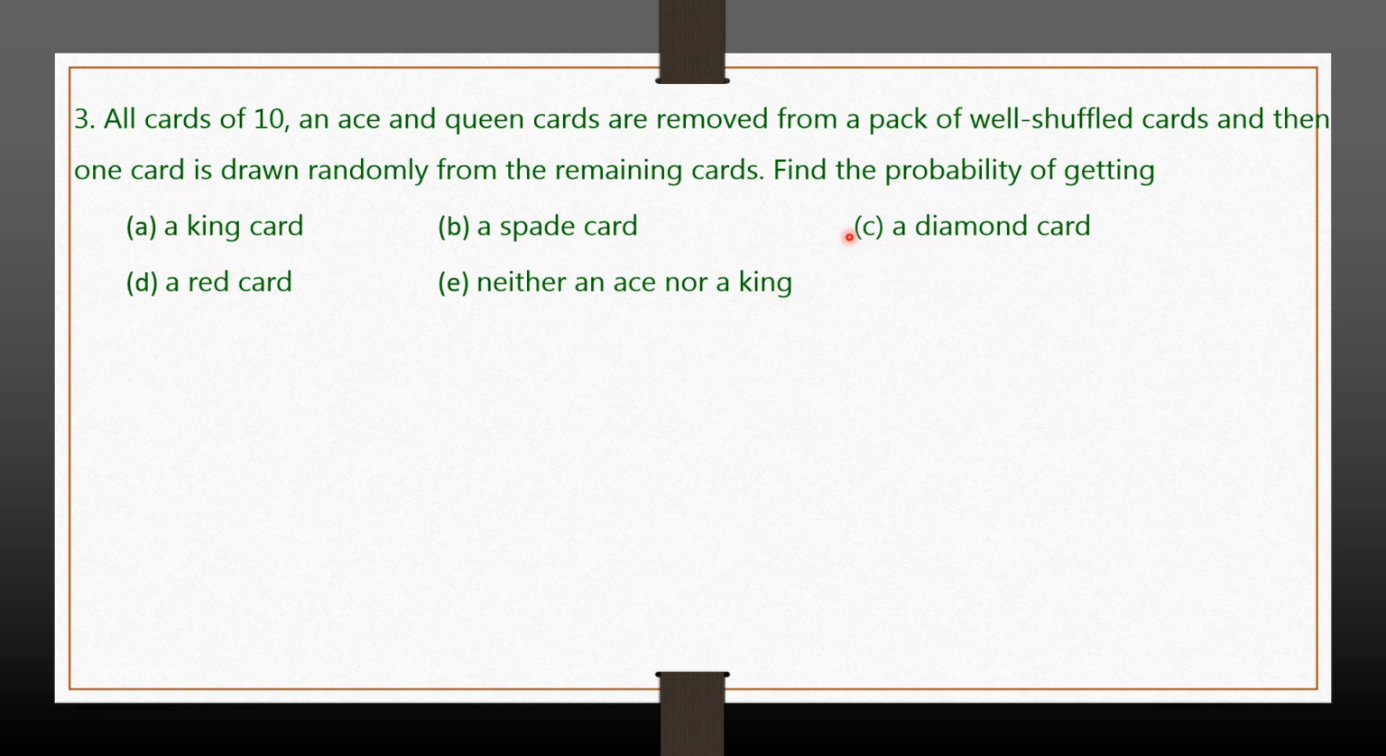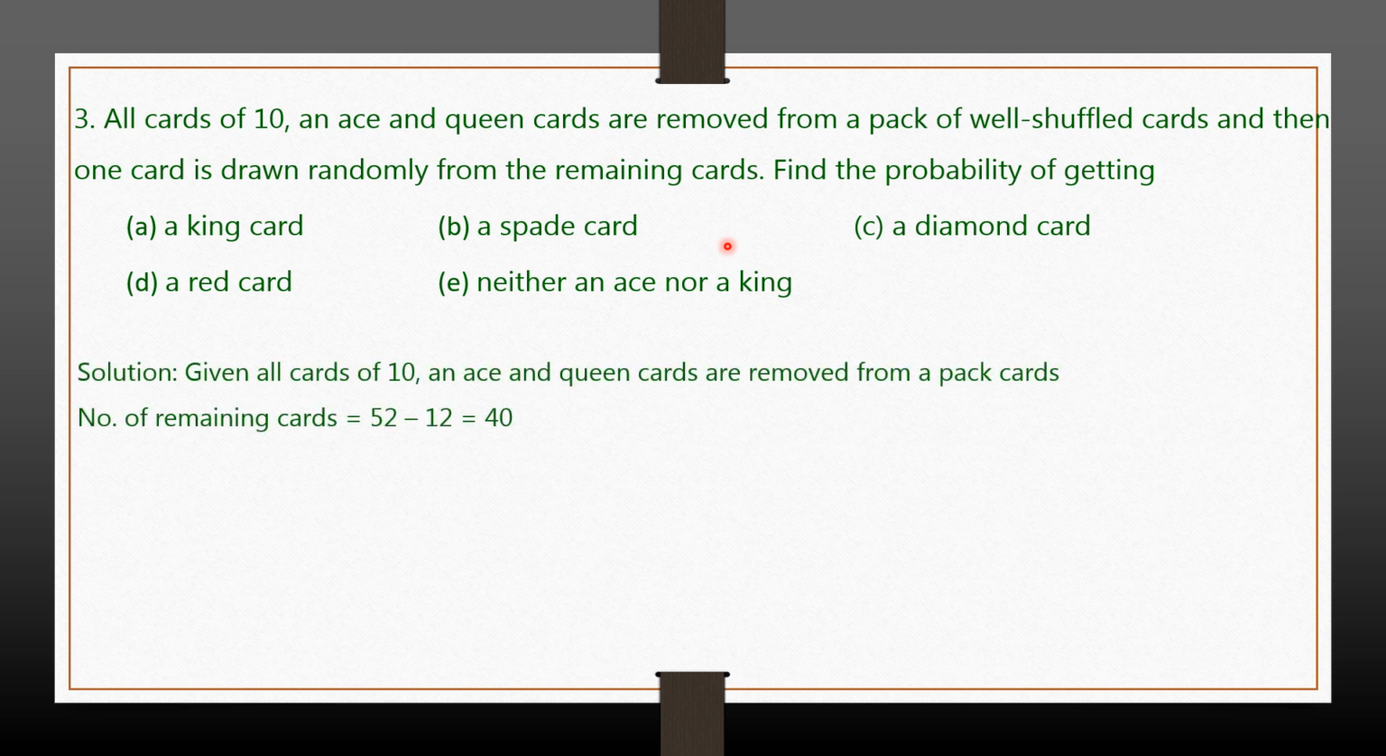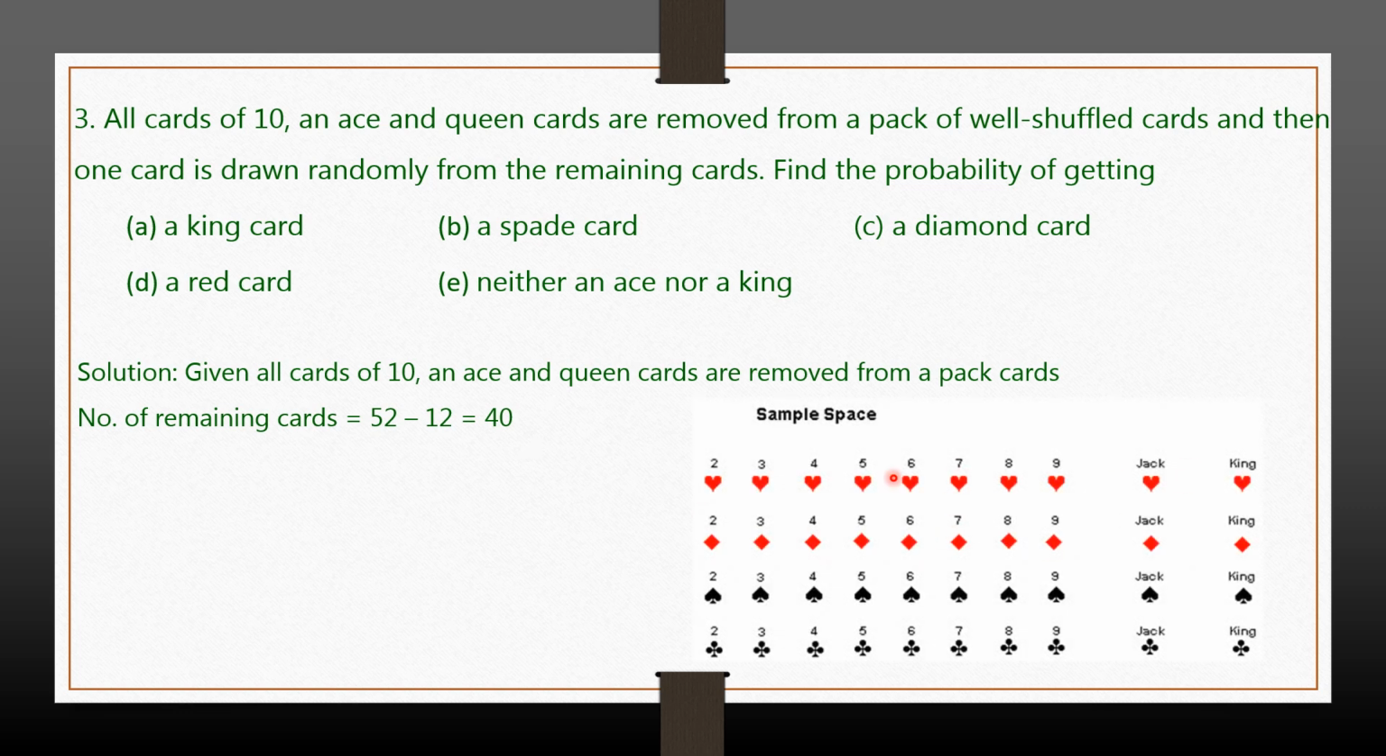Before finding the probabilities, you have to find the sample space or n of S. Now, he has given all cards of 10s, aces and queens are removed from the pack of cards. We have 4 tens, 4 aces and 4 queens. These 12 cards should be removed from the pack of cards. The total cards is 52, minus 12 removed cards, you will get 40 cards. Now from the remaining cards, you have to select a card. n of S is 40, and this will be the sample space.